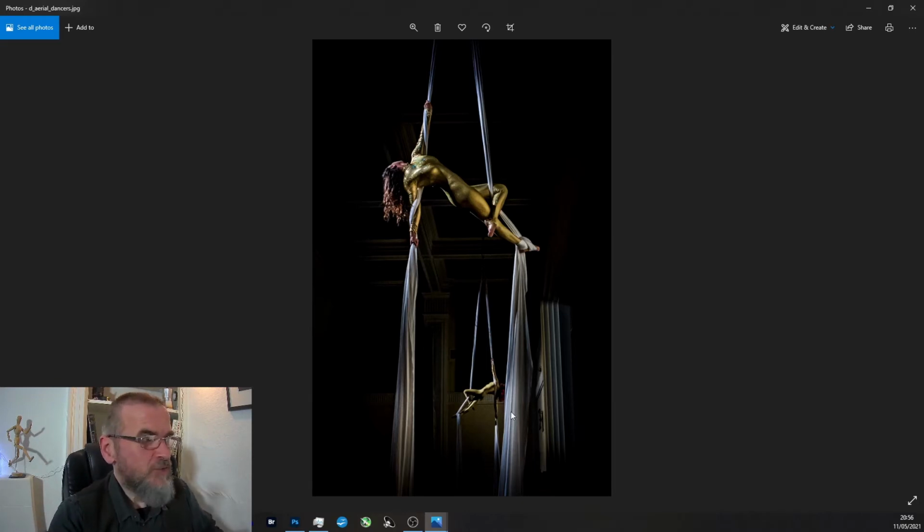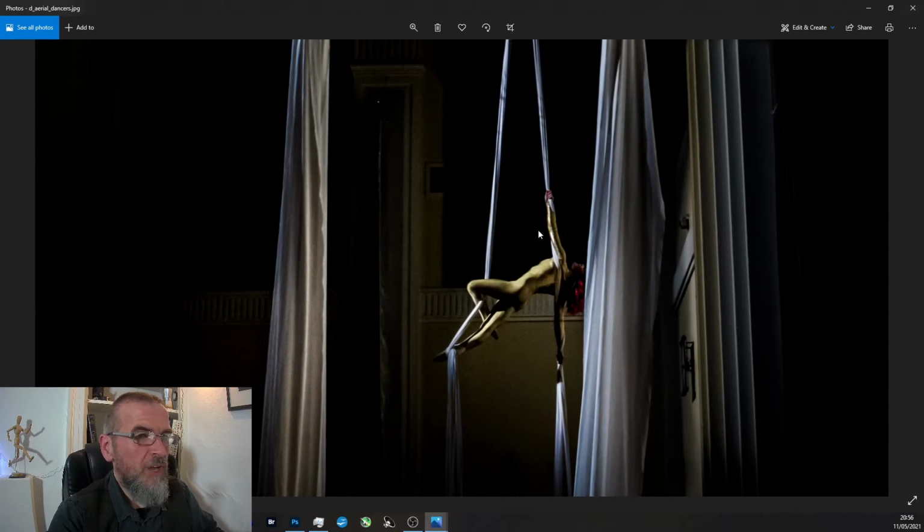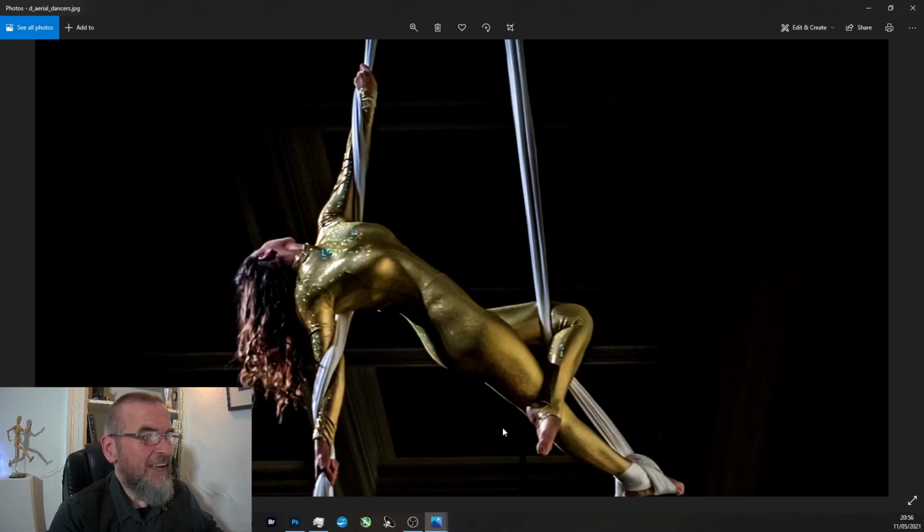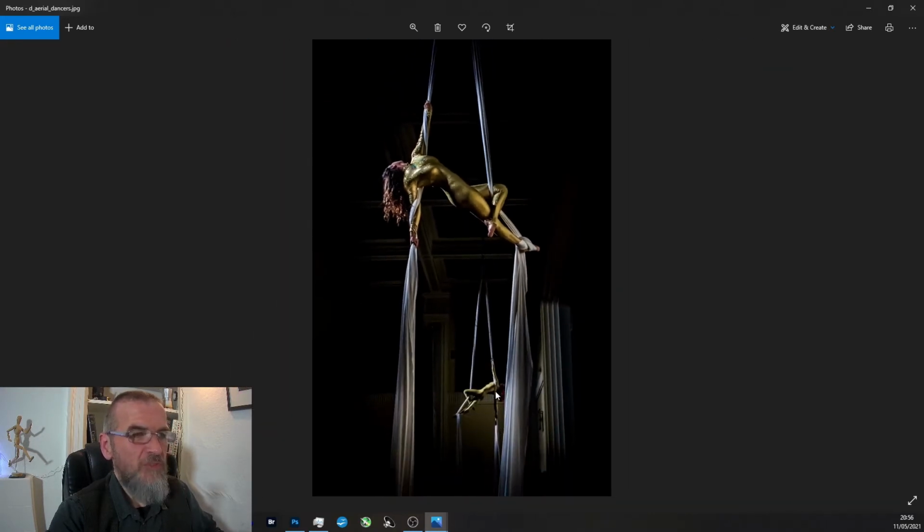So the fact that this one at the bottom is so much smaller than the one at the top, again, helps give us that sense of the fact that she is obviously further away. And the fact that we have these silks hanging down here is kind of framing that as well. We've got something in the foreground to focus on to give us a sense of scale and depth.